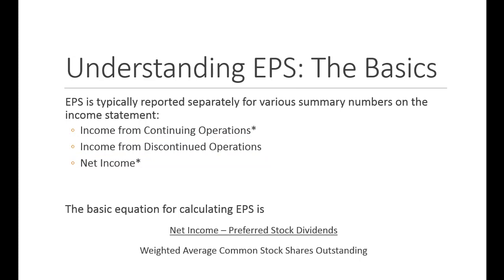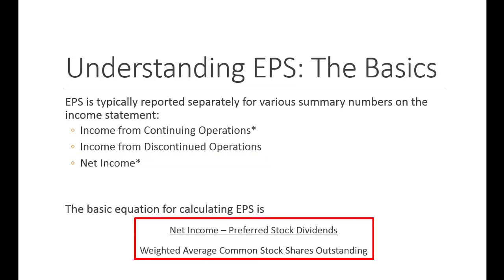Now, the equation for earnings per share is really basic, and we've used this in the past. We take our net income number, or the other income numbers, we subtract out the preferred stock dividends, and we divide by the weighted average common stock shares outstanding. Now, we use net income because that's the profit the company has made. We take out the preferred stock dividends because they're not voting owners. They get their dividend first, but they're not controlling shareholders. They have no vote.